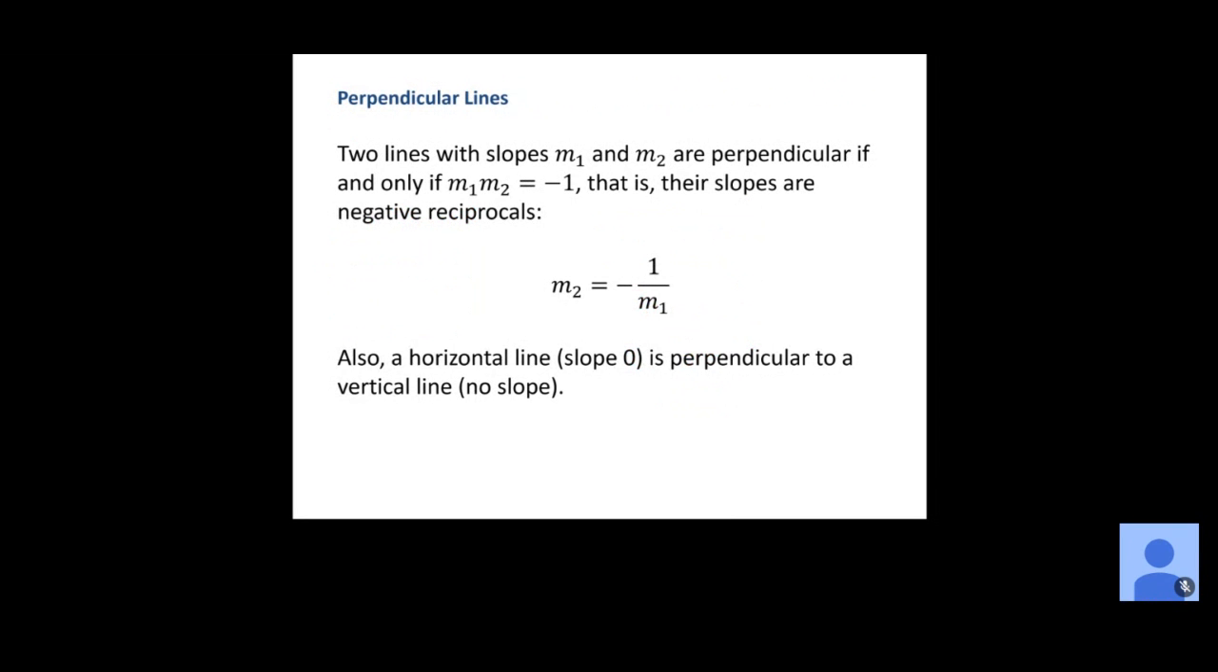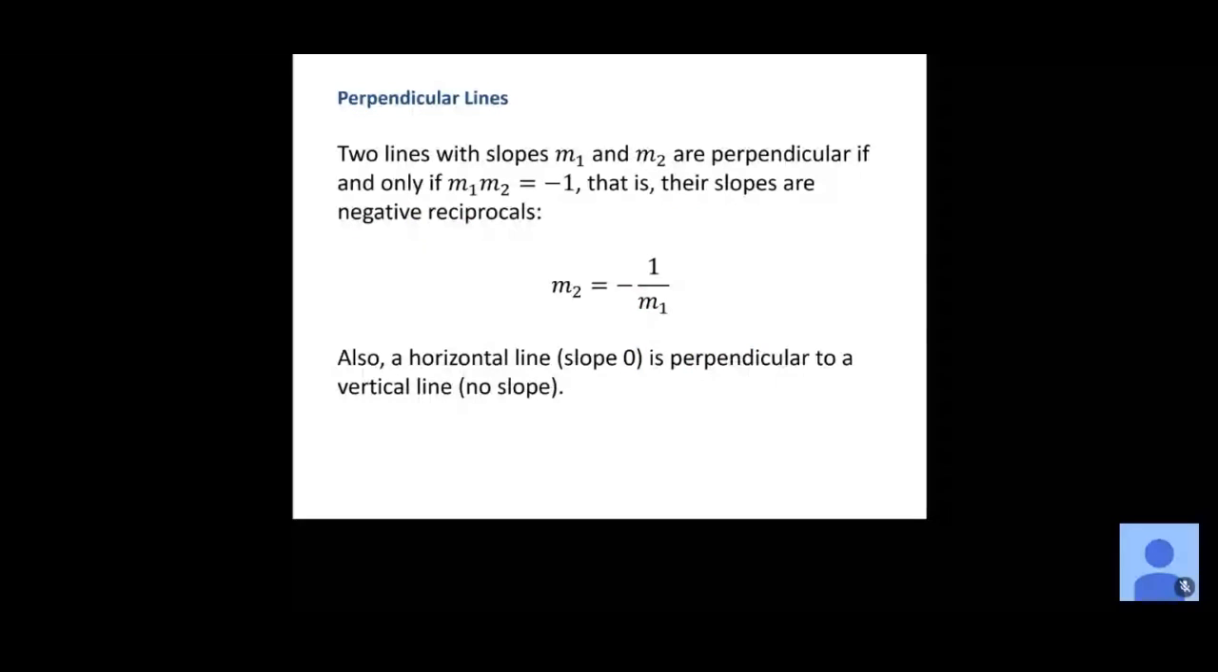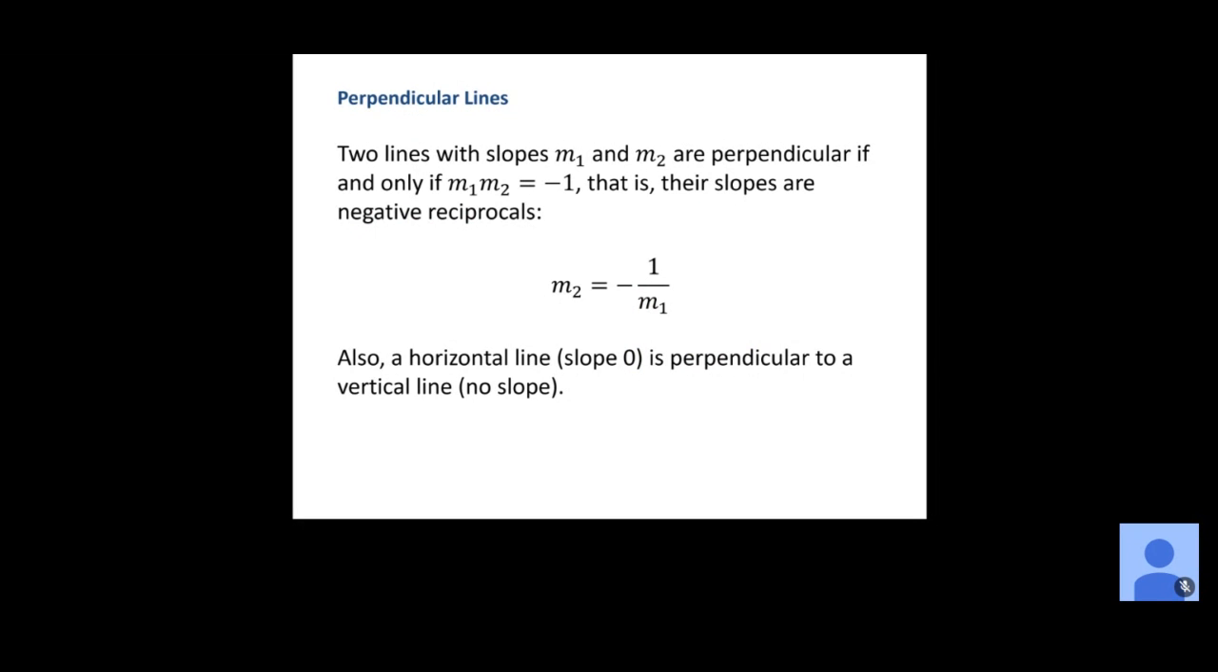All right, now perpendicular lines. Two lines with slopes m1 and m2 are perpendicular if and only if the product of their slopes is equal to -1. In other words, m2 is going to be equal to the opposite, or -1/m1. Perpendicular line slopes are opposite reciprocals of each other, meaning that we change the sign and we flip them. So that's what we have to do if we're looking for the slope of a perpendicular line.